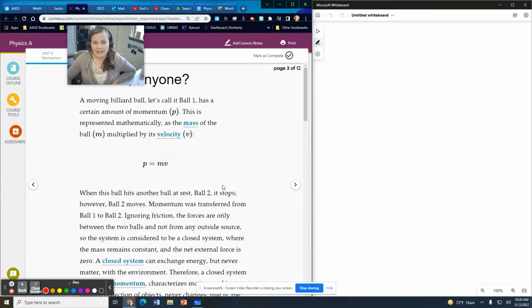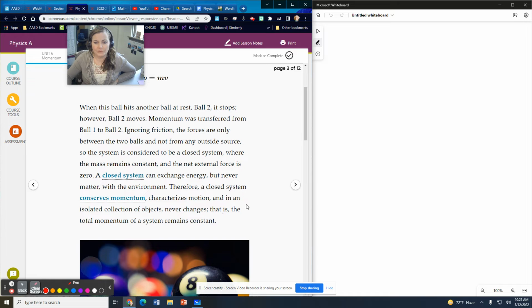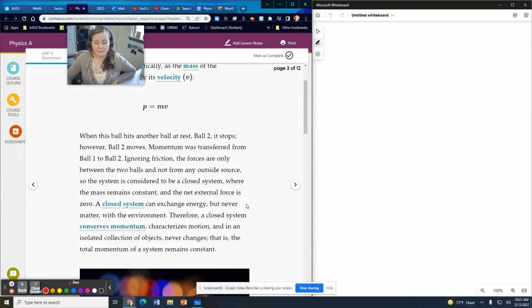But then let's say we have a system where we want to figure out the momentum when they touch, before and after. How does that change? Because we have collisions, where two different objects that have different momentums interact with each other. It talks a little bit about how we have to think of a closed system. A closed system is where we have an exchange of energy, but never of matter with the environment. So we end up with what's known as conservation of momentum.